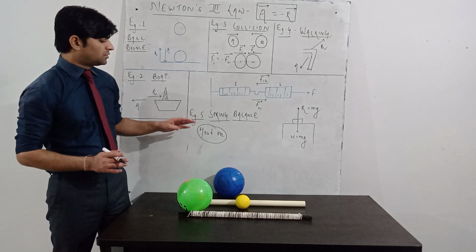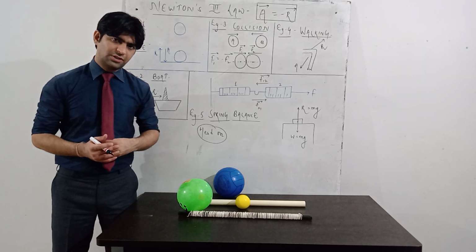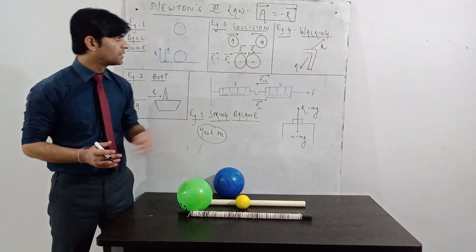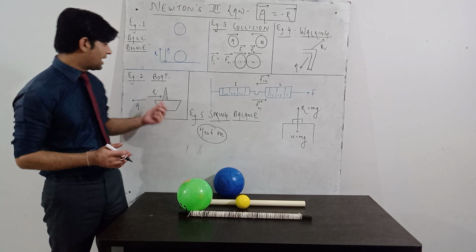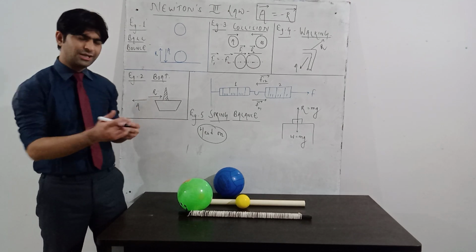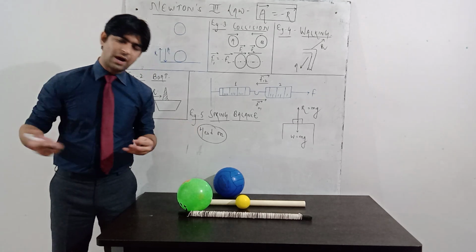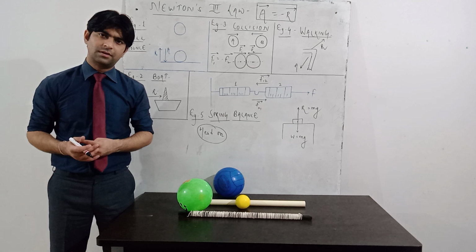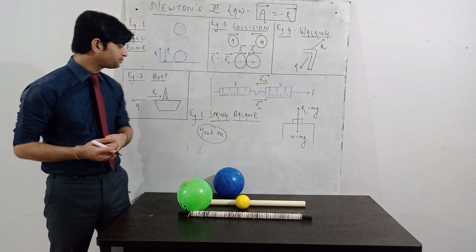So when the centers of two bodies coincide and the collision takes place, that type of collision is called head-on collision. So this is the case of collision. Next, walking of a person and getting down from the boat. If you get down from the boat while moving forward, the boat will move backward. You must have observed this phenomenon while you are enjoying sailing on the boat.